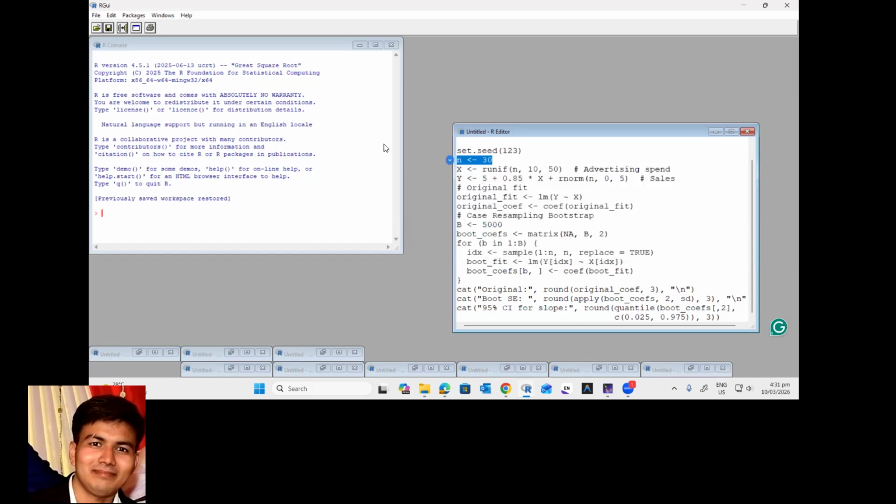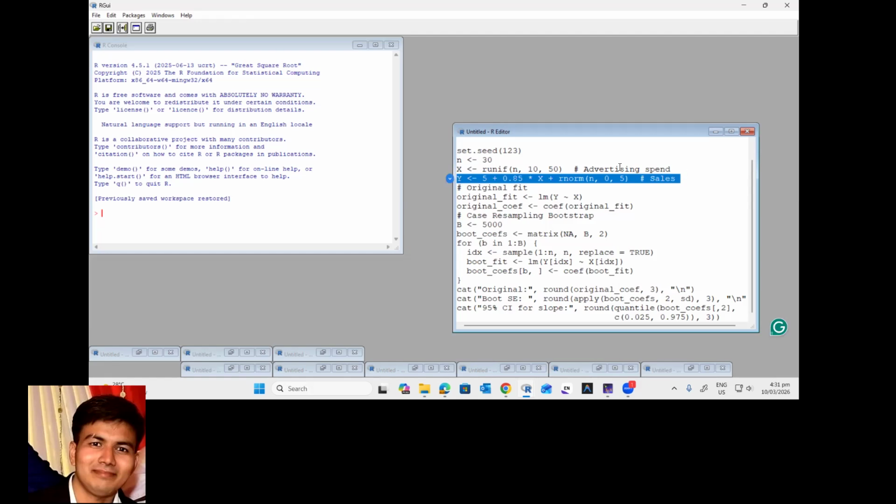So we need the 30 observations here. X is generating n random numbers, meaning 30 random numbers from a uniform distribution between 10 and 50. Here X is meant to represent the advertising spend as a predictor, and Y is the response, where we are taking 5 plus 0.85 times X plus rnorm with 0.5. Okay, so we create the response variable in this line, in this equation.